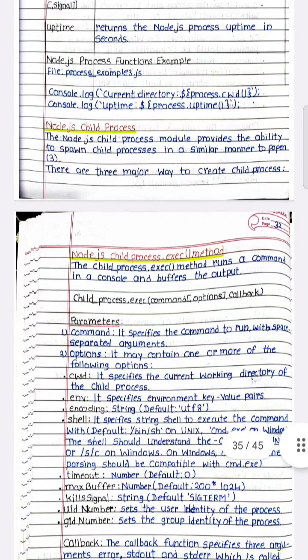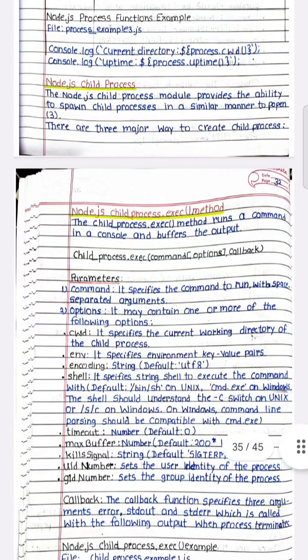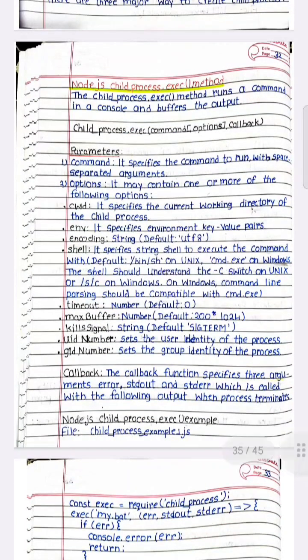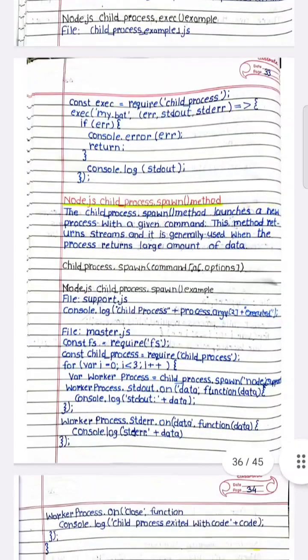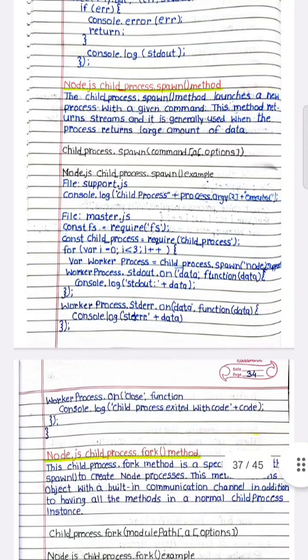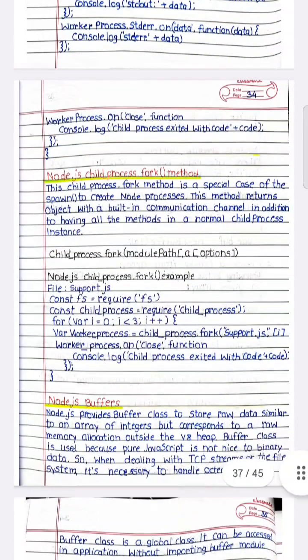There are three major ways to create a child process. First one is the Node.js child_process.exec method, where we write parameters like the command to run with separate arguments, such as cwd, env, encoding, shell, timeout, and maxBuffer. We are writing an example here also. Next one is the child_process.spawn method, and we are writing an example for that too. Third one is the child_process.fork method.